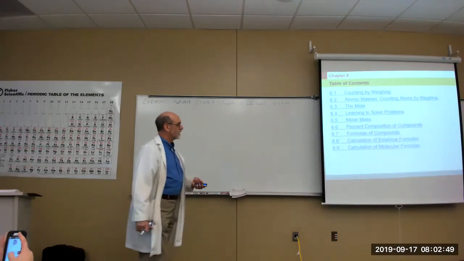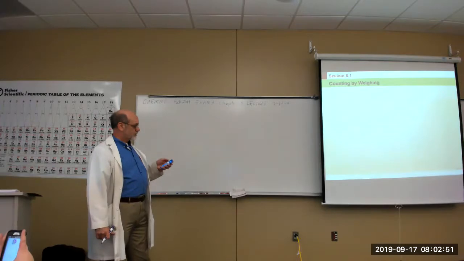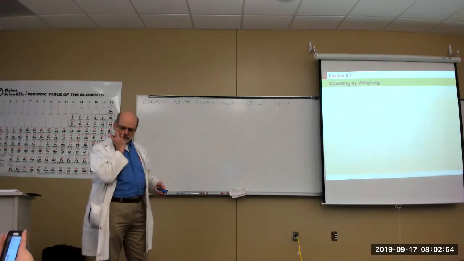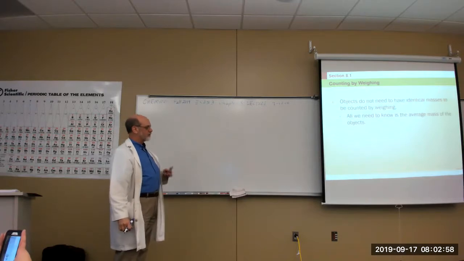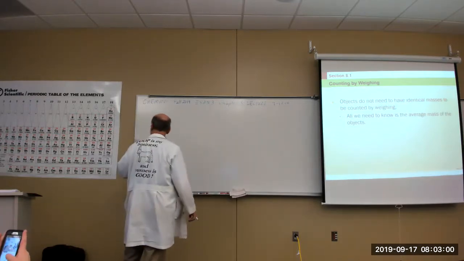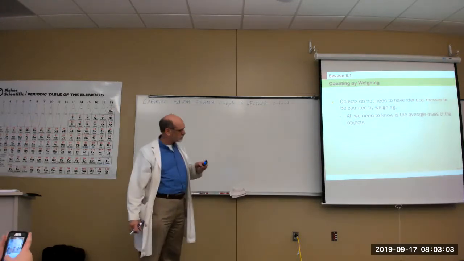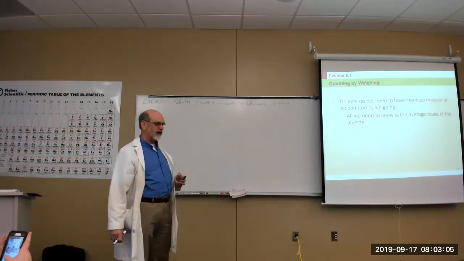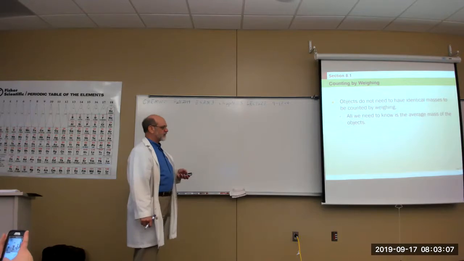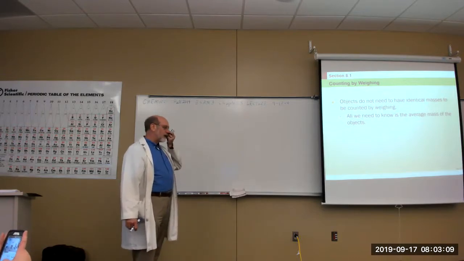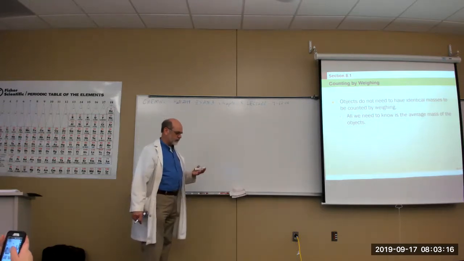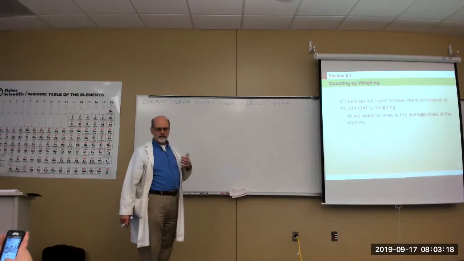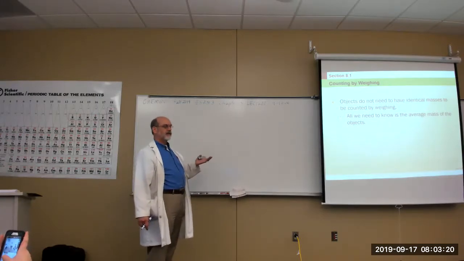There we go. All right, there's some concepts that we need to understand before we can make use of some basic information that's contained in the periodic table. What is the concept of counting by weighing? It's really not that difficult when you consider an example. Suppose you want to determine how many jelly beans are in a jar.